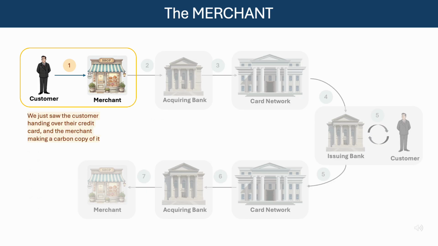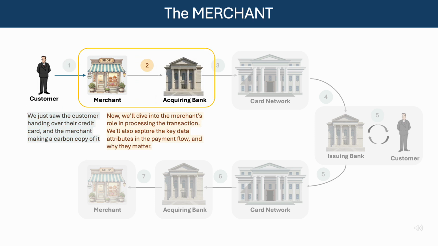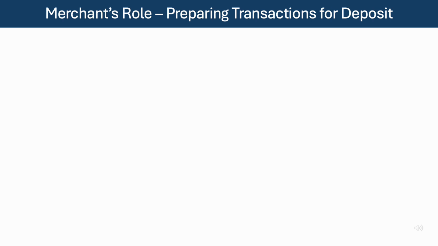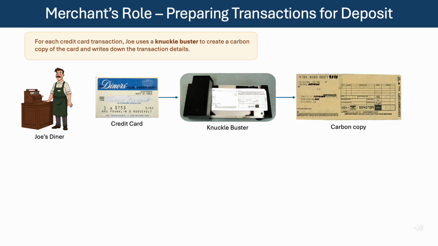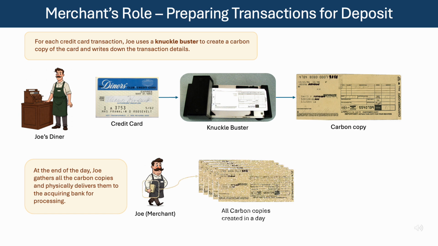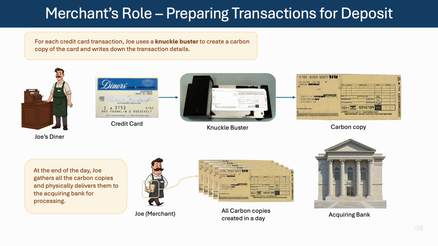We just saw the customer handing over their credit card, and the merchant making a carbon copy of it. But what happens next? Now, we'll dive into the merchant's role in processing the transaction. We'll also explore the key data attributes in the payment flow, and why they matter. In the 1960s, technologies like swipe, chip, or tap didn't exist yet. Let's consider Joe's Diner as an example. For each credit card transaction, Joe uses a knuckle buster to create a carbon copy of the card and writes down the transaction details. At the end of the day, Joe gathers all the carbon copies and physically delivers them to the acquiring bank for processing.